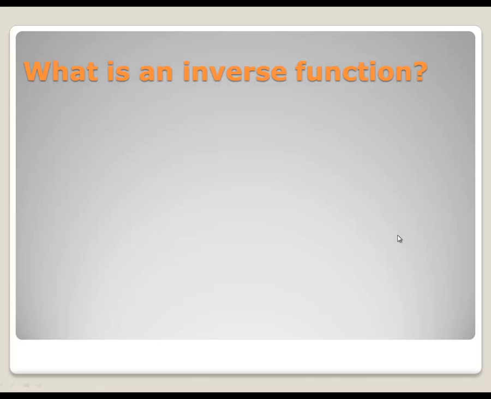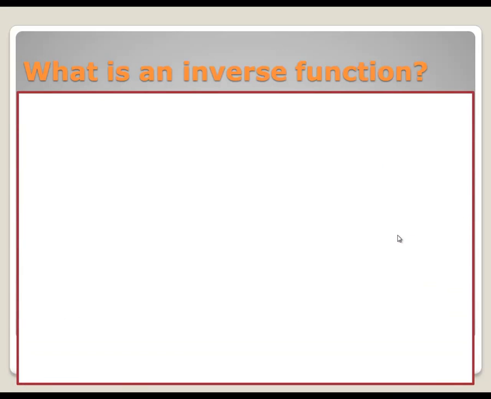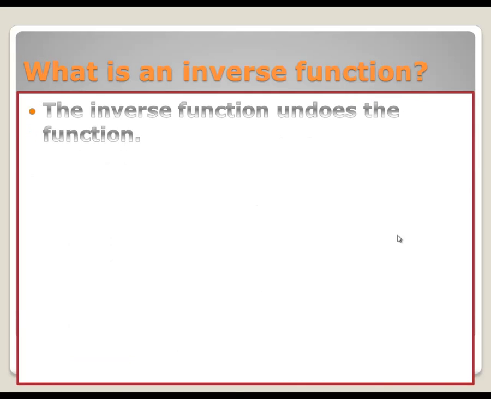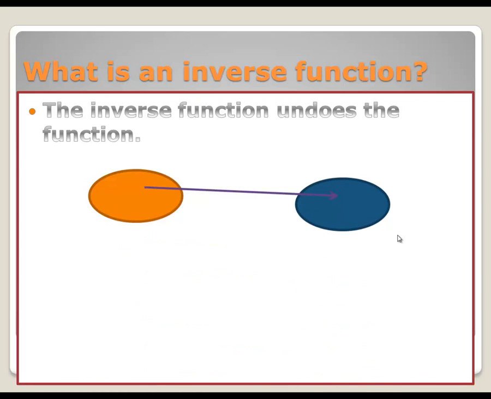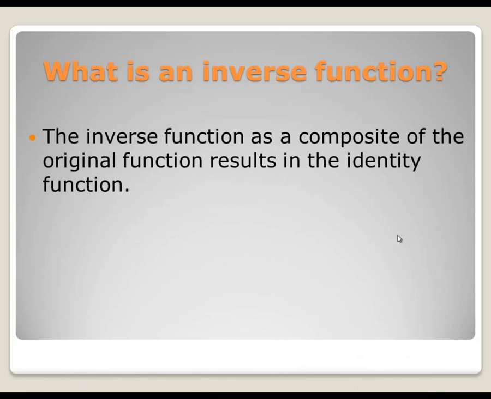An inverse function is a function that undoes the original function. So if we have a specific function that goes from one spot to another, calling it f of x, what will happen is the inverse function will take it back to where it belongs. And we get a result of the identity function. So the inverse function is a composite of the original function resulting in the identity function. The identity function is f of x equals x.